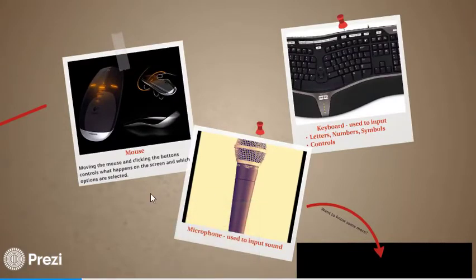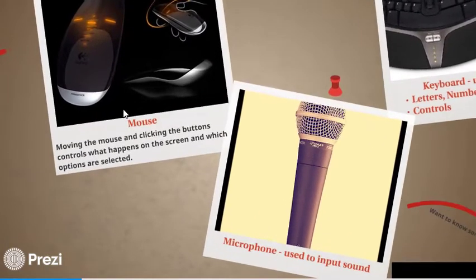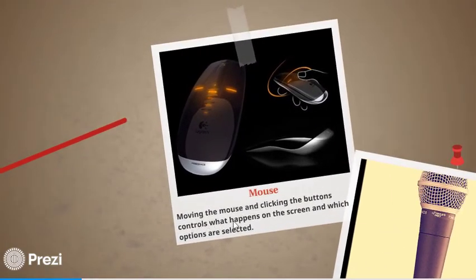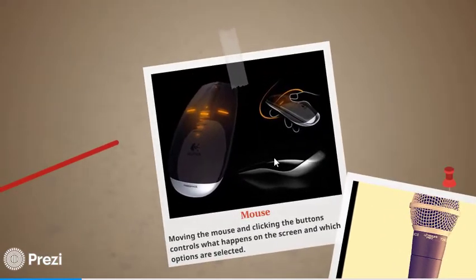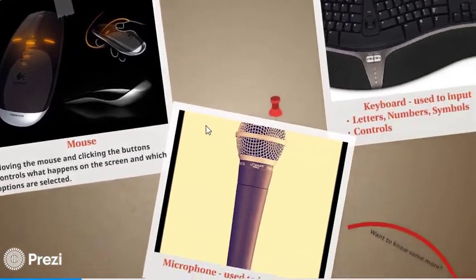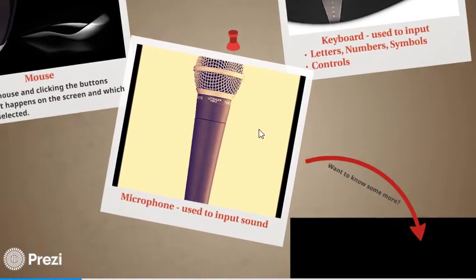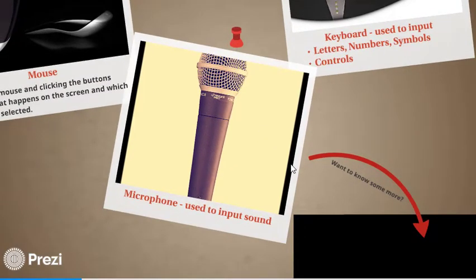Other detailed examples for that are the mouse. As you all know, moving a mouse and clicking the buttons controls what happens on the screen and which options are selected. Just like what I'm trying to do now in this presentation, where I drag and drop and move objects. So this is my command to the computer, and that is inputting.